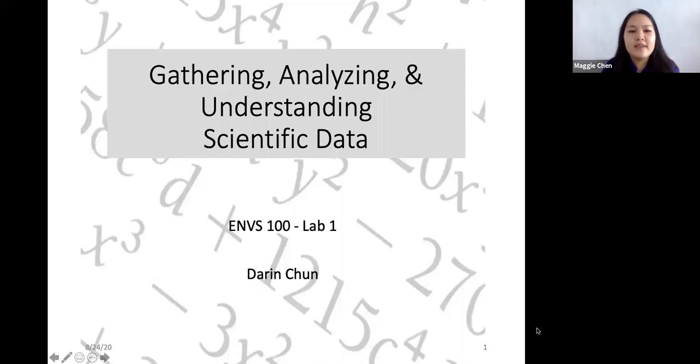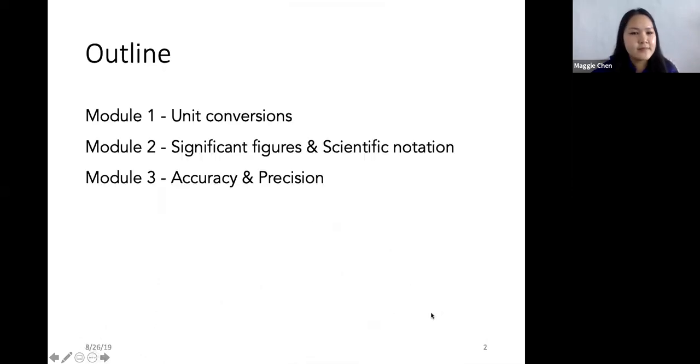So, lab 1, gathering, analyzing, and understanding scientific data. It's important to have context for what we're looking at. So taking into consideration units, reporting the important amount of figures in our final answer. That's what we're going over today. And this PowerPoint was made by our lab manager, Darren Chen.